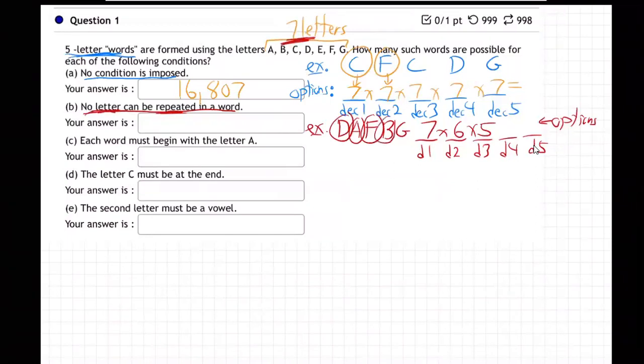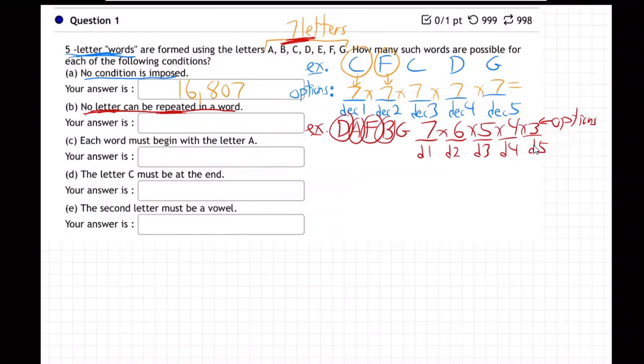And then next I chose B. You get the idea. It just goes down by 1 every time, doesn't it? Does that make sense? Whenever you're not allowed to repeat, then it just goes down by 1 every time because you can't redo what you just did. You have fewer options every time. So it's 7 times 6 times 5 times 4 times 3.